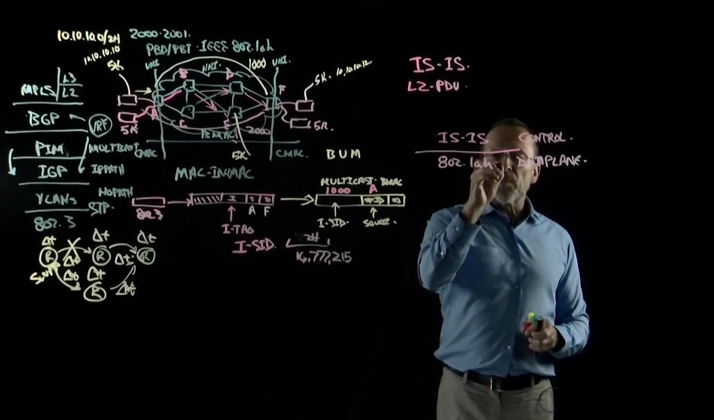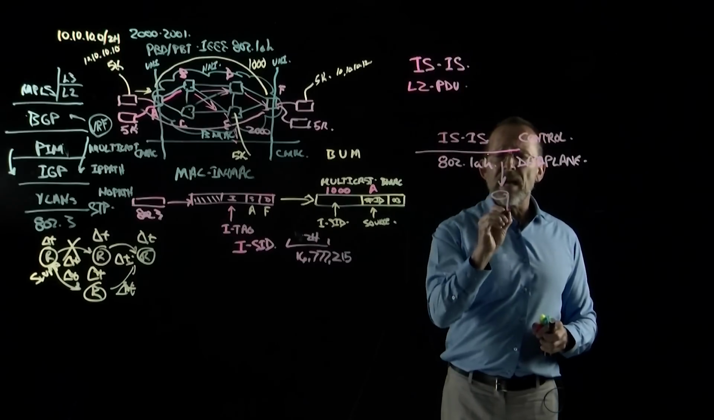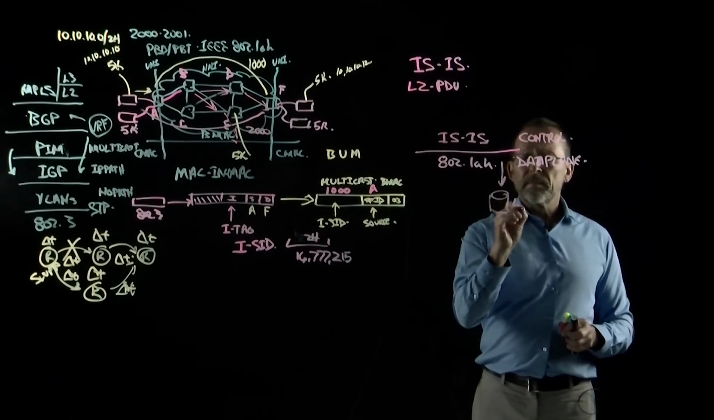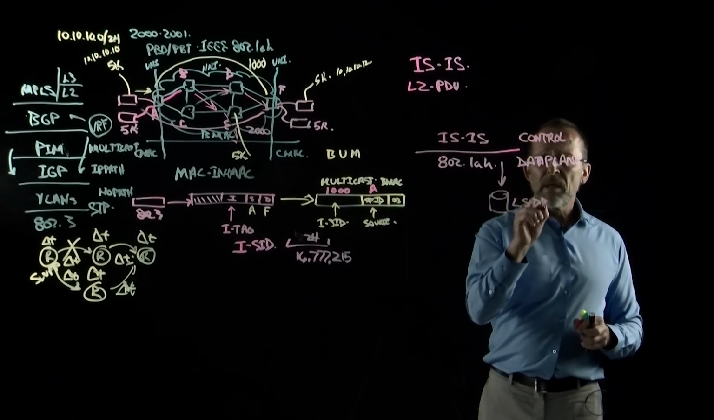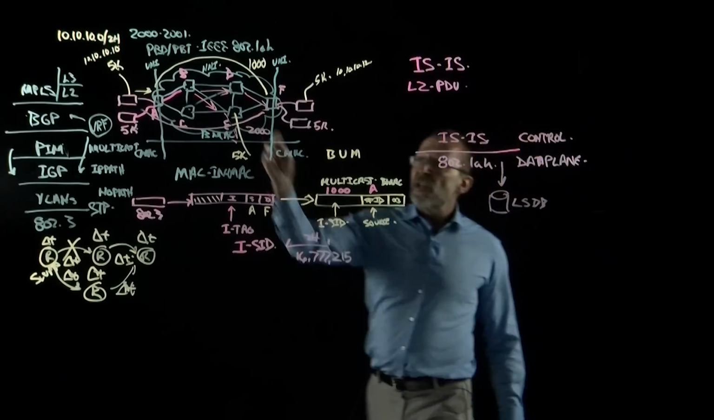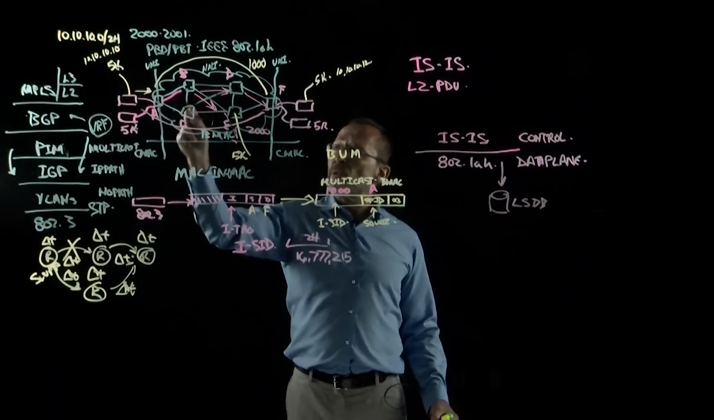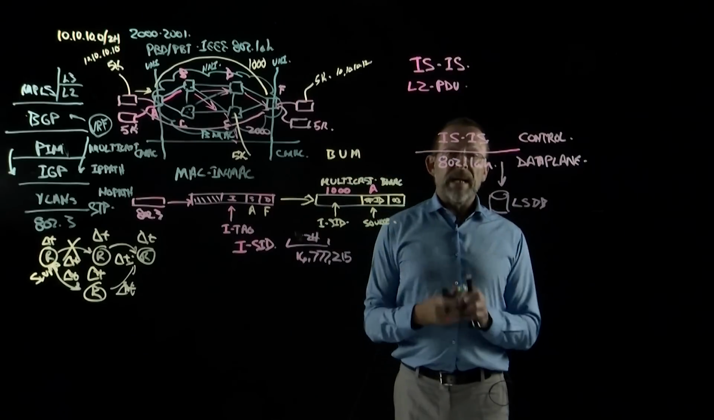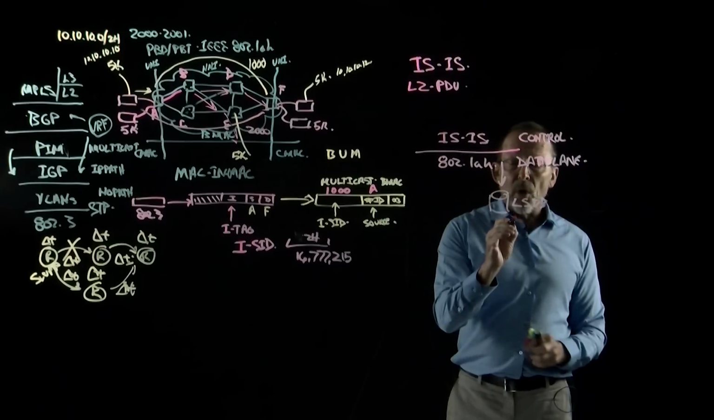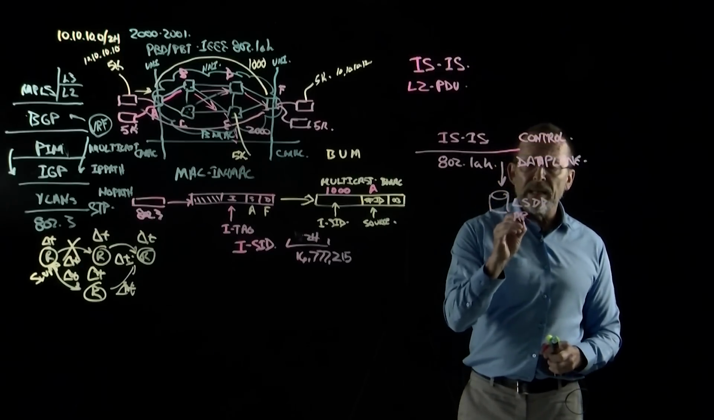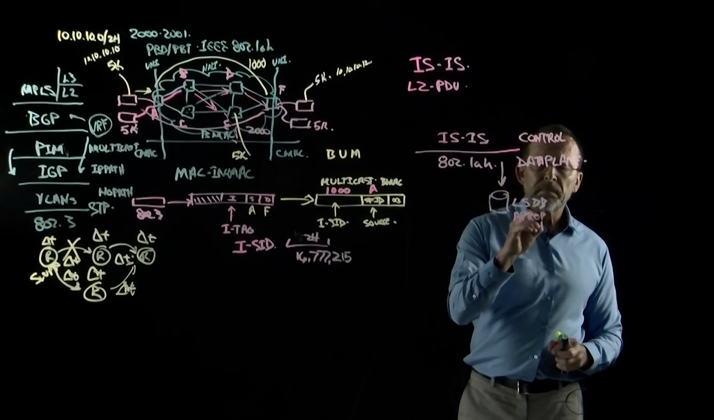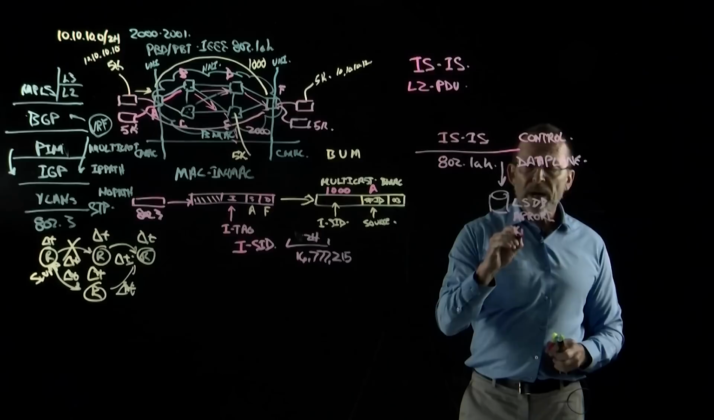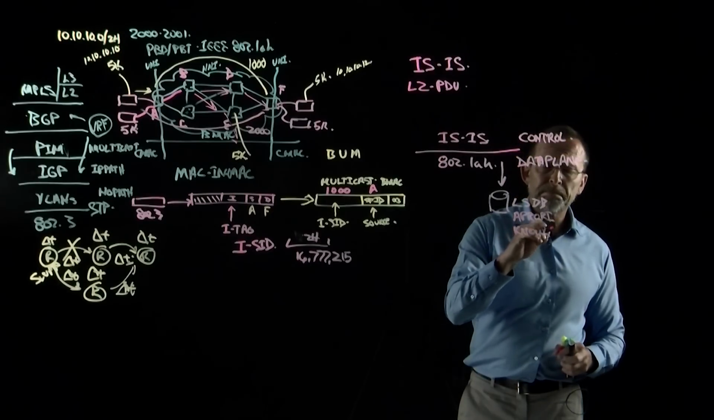And I-SIS programs a link state database. And that link state database resides in each and every switch in the Fabric Connect network. This provides all of the a priori knowledge required to handle the data plane.